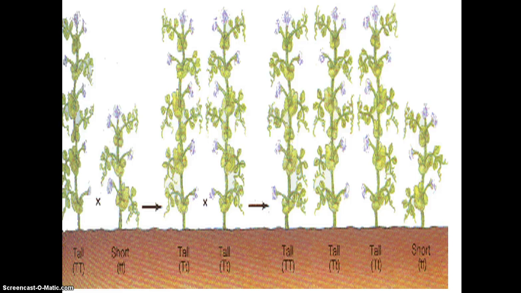And here's the entire picture. All the way to the left, we start with the parents. They were purebreds. They made hybrid offspring right in the middle there, but they were tall. And then the grandkids, we had the 3 tall to every 1 short.